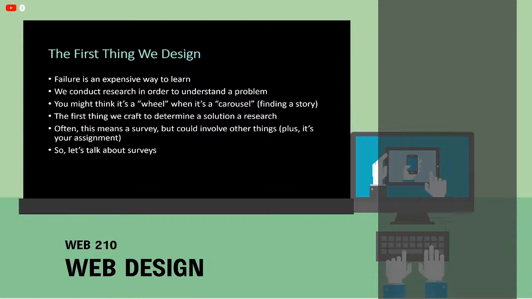So we want to make sure that we're solving a problem and we're solving the right problem through research. You might think it's a wheel when it's a carousel, right? So you want to find the story of it. This is the point where I also usually, in a seated class, I'll post it alongside the recording today, this is also the point where I show a clip from the show Mad Men. Right? One of my favorite clips.